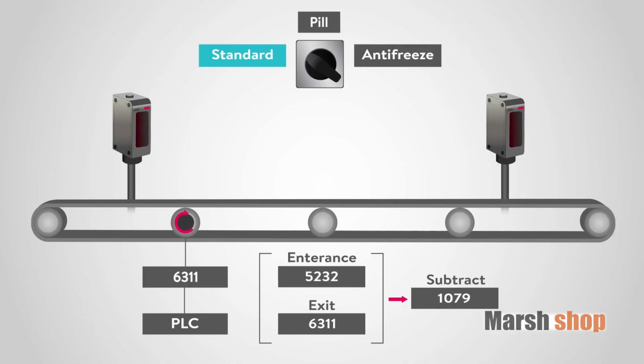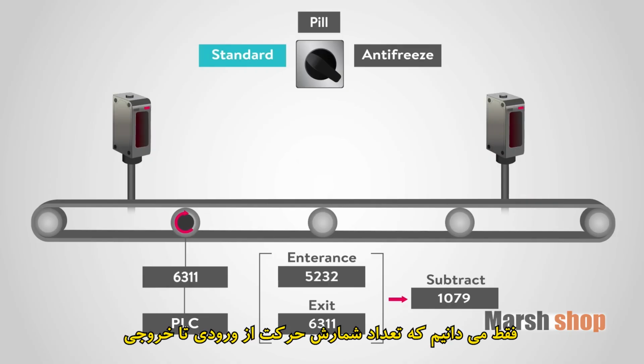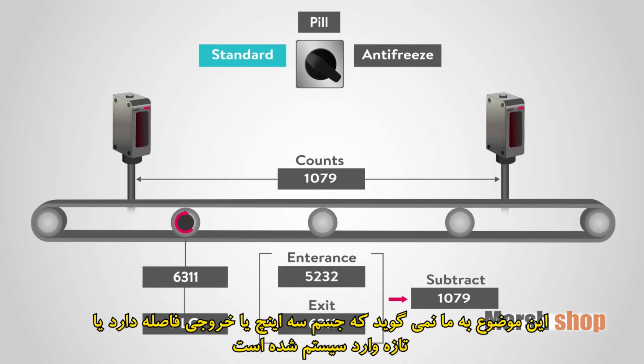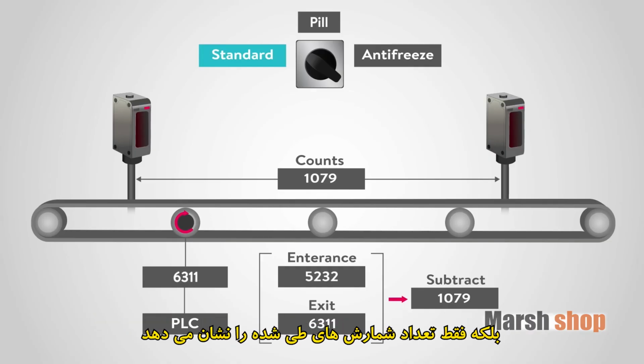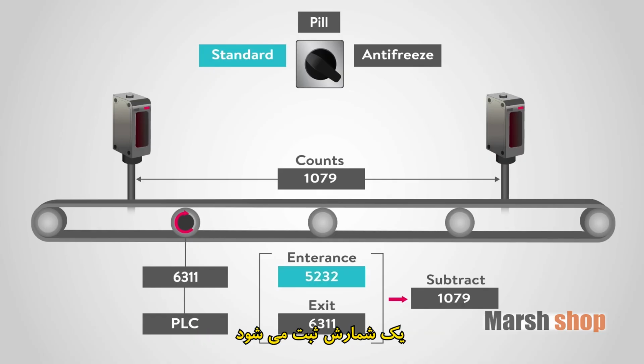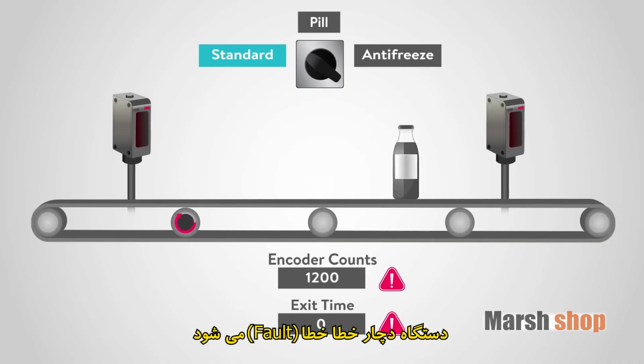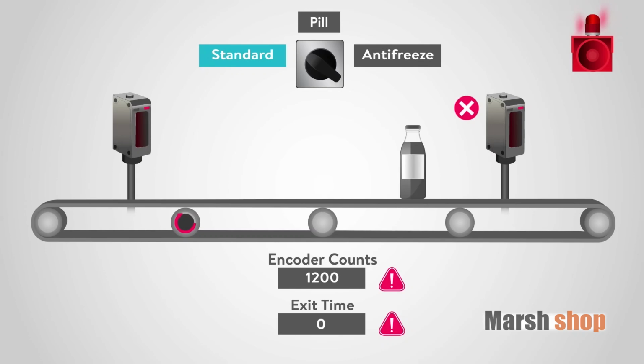By this example, it is obvious that we do not know the absolute location of the object. We just know that the travel count from the entrance to exit is 1,079. That doesn't tell us that the object is 3 inches from the exit, just entering, etc. We just know that the object will enter, a count will be captured, and the object will exit, and again, the count captured. In the event that we did not see the object exiting within the allowable travel count, plus or minus a deadband, the machine will fault and the process will stop.